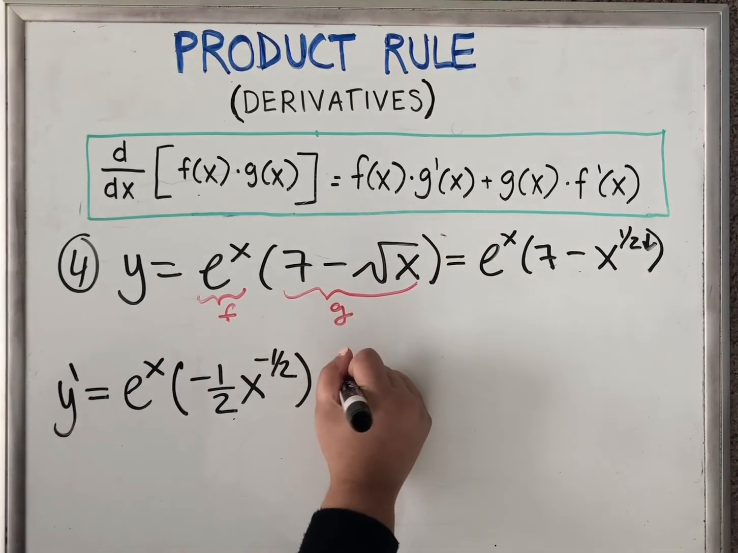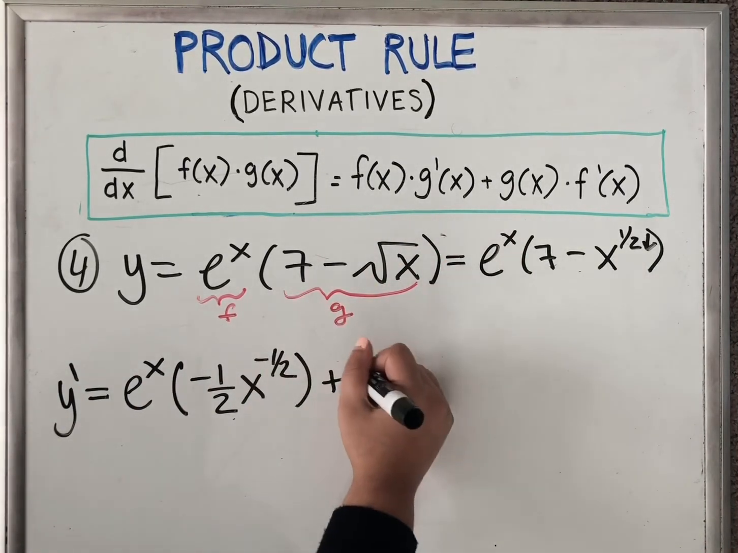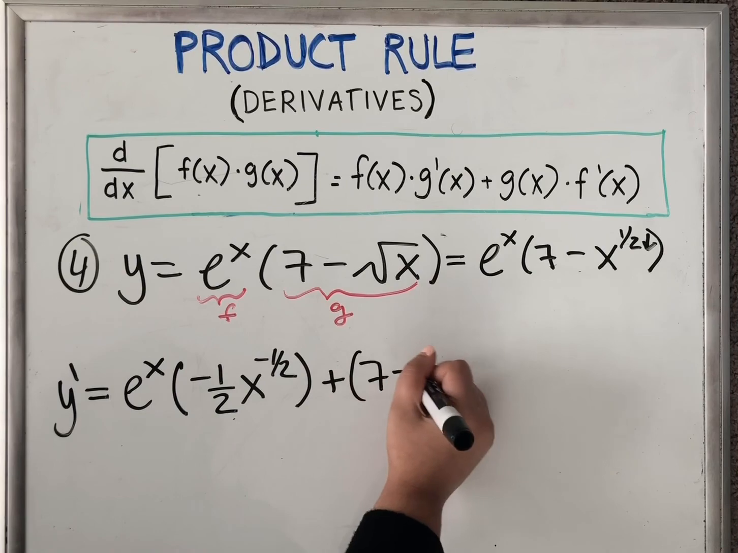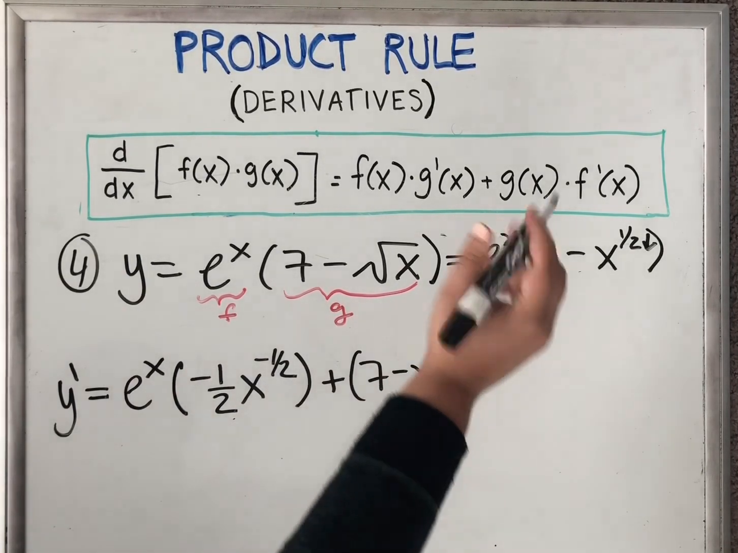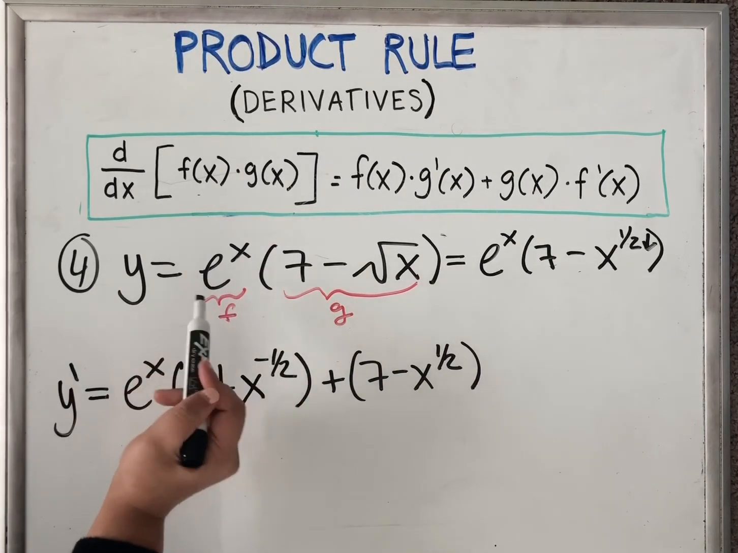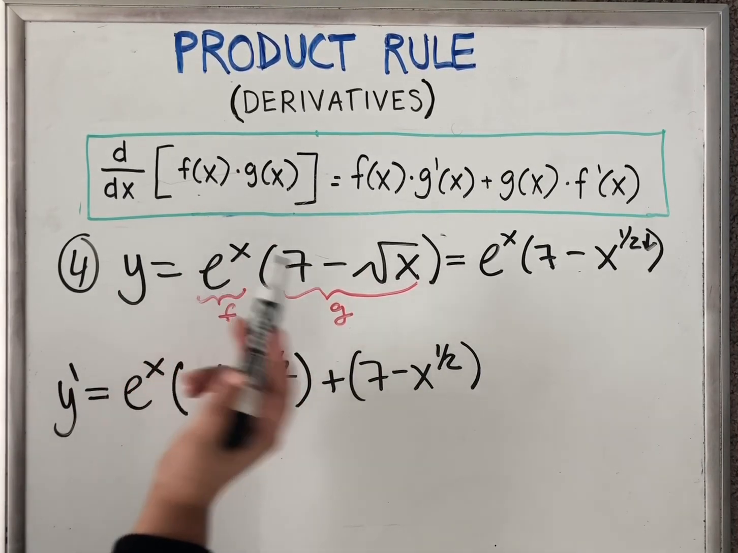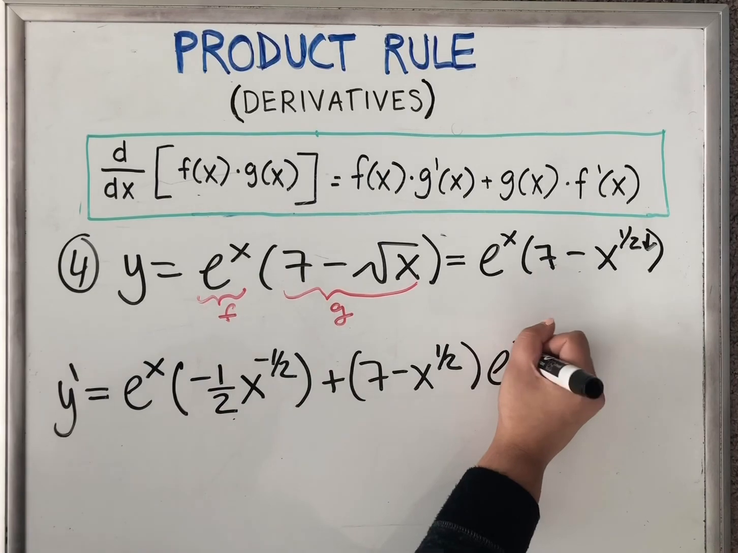Back to this. Plus, then we have g of x, that term right there, 7 minus x to the 1/2, all multiplied by f prime of x. And the derivative of e to the x is just e to the x. So there we go.